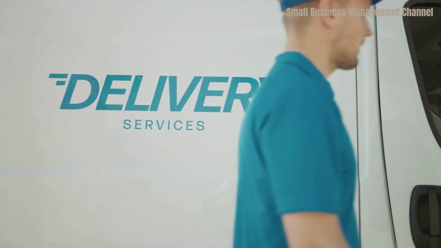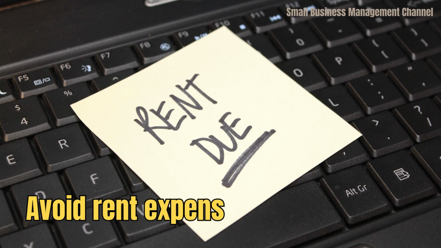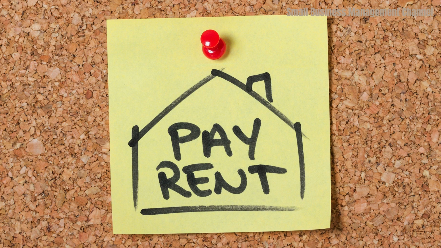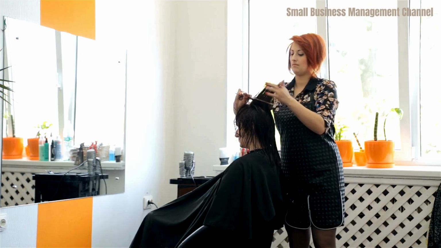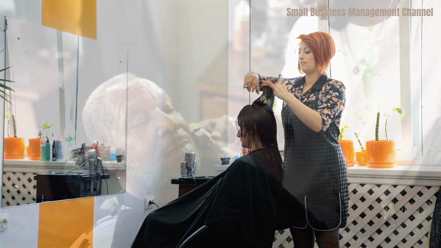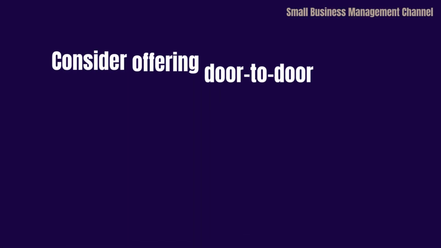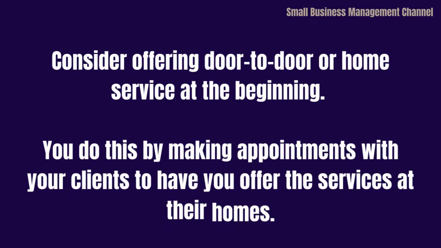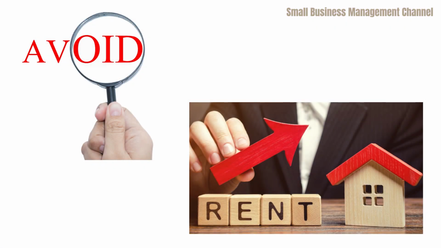Another example of overhead cost control is to avoid rent expenses. With online sales steadily rising, many businesses are doing away with renting a shop altogether and strictly selling online. If you are offering services, for instance a hairdressing or a barber, consider offering door-to-door or home service at the beginning. You do this by making appointments with your clients to have you offer the services at their homes. This will initially help you avoid rent as a cost.